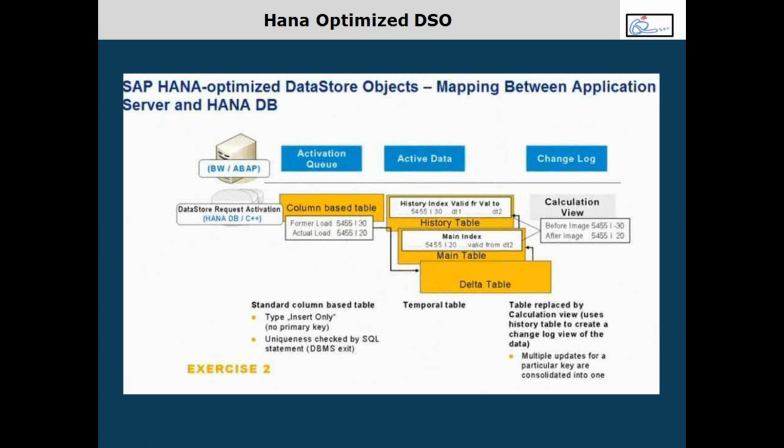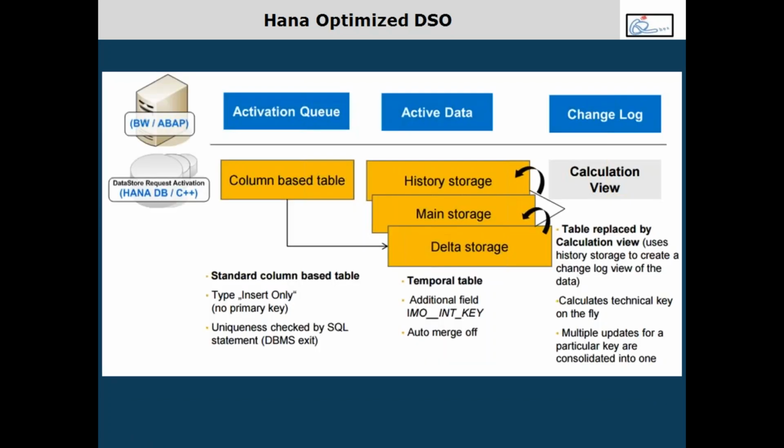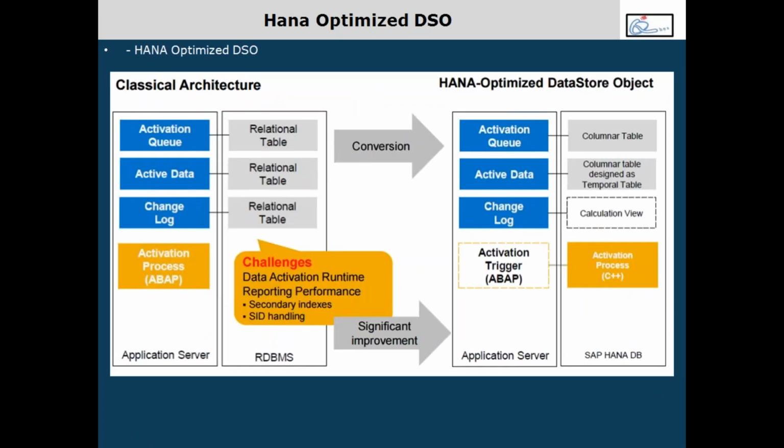So the change log was completely virtual. They thought this would improve the performance, but this had a negative impact on loading data to next level targets. So when I wanted to load data from this unoptimized DSO to the next level targets, since the changelog is virtual, it was affecting my loading performance. So they had this issue.